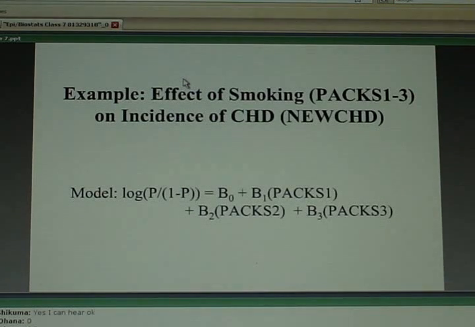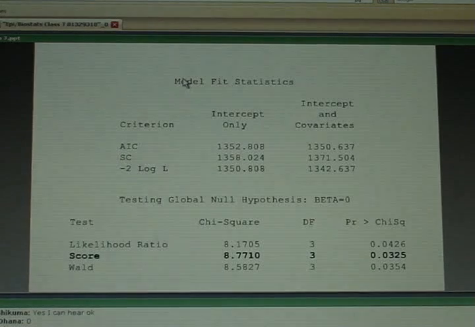And then we looked at a model that essentially reproduced that 4x2 table, a model that represented smoking by 3 indicator variables. Packs 1, remember, was a 1 if you're a 1-pack-a-day smoker, 0 otherwise. Packs 2 was a 1 for a 2-pack-a-day smoker, 0 otherwise. And Packs 3 was a 1 for a 3-pack-a-day smoker, 0 otherwise. We fit this model last week. We got the following printout.